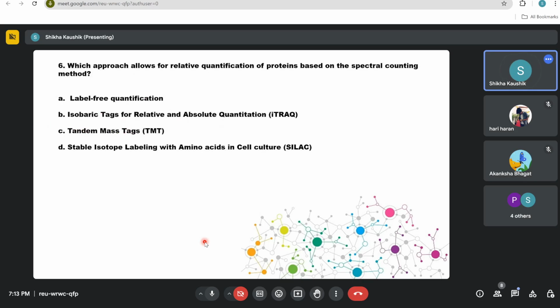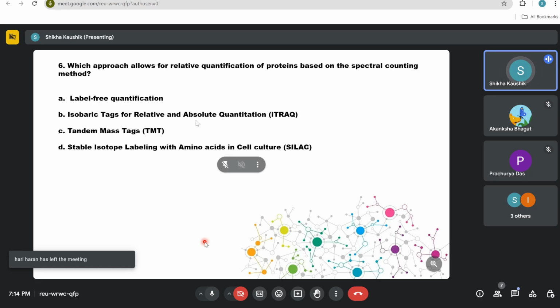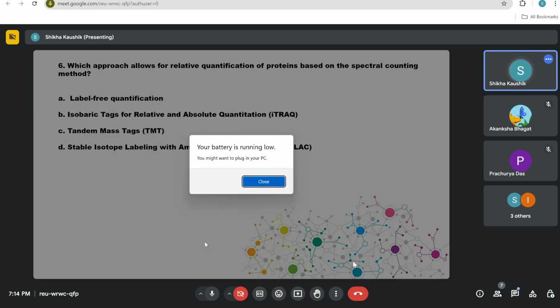Next question, question number 16. Which approach allows for relative quantification of protein based on the spectrum counting method? Which approach helps you study relative quantification of protein? Is it label free quantification, isobaric tag or relative absolute quantification, which is iTRAQ, TMT, tandem mass tags, or stable isotope labeling with amino acids in cell culture, SILAC? So which study does this help with?